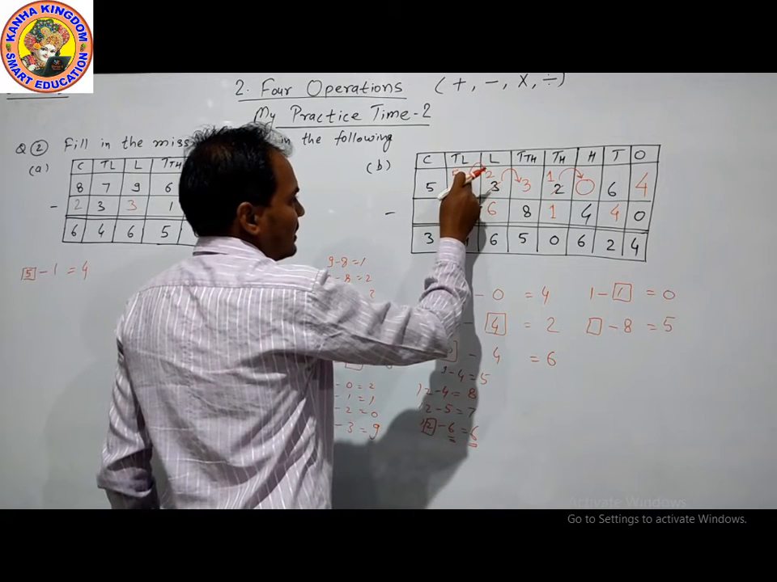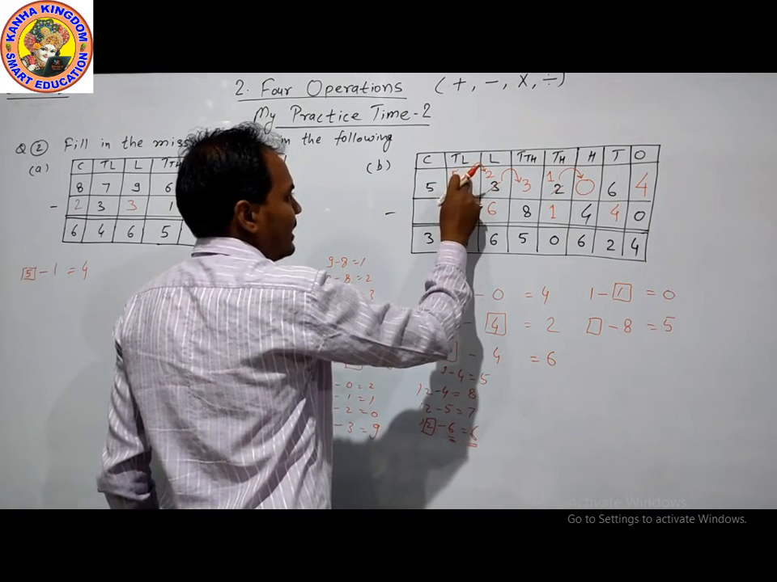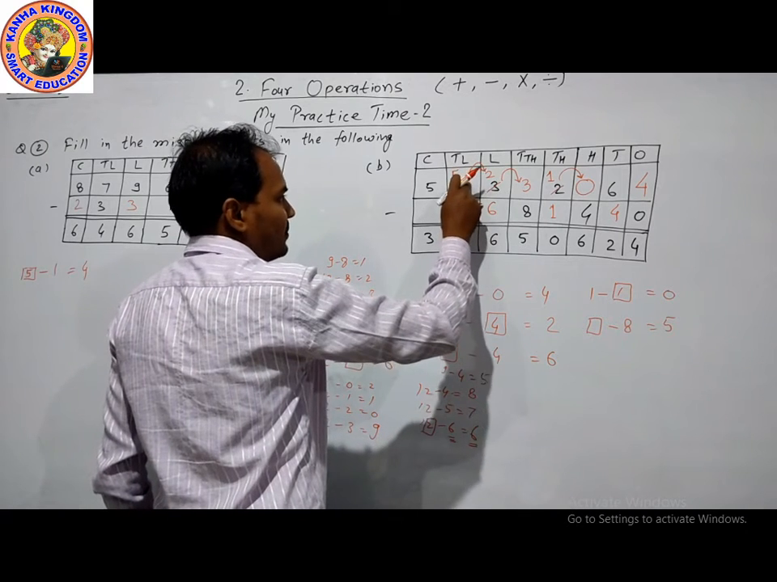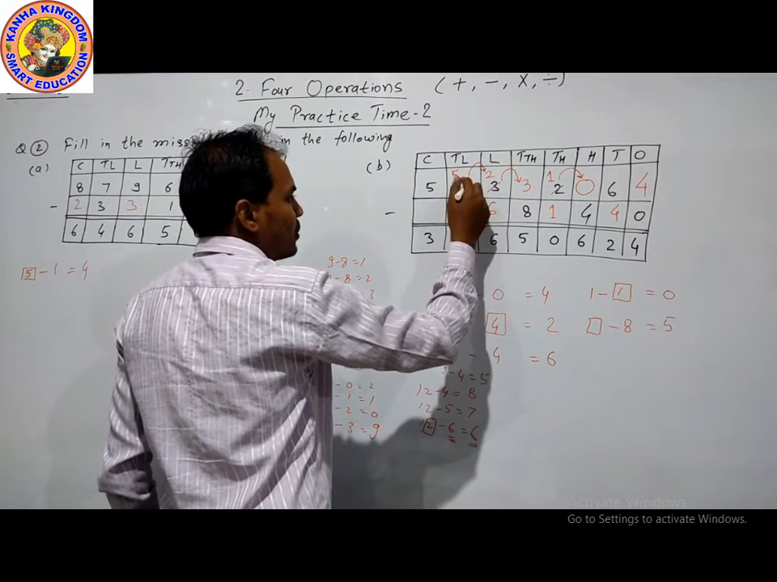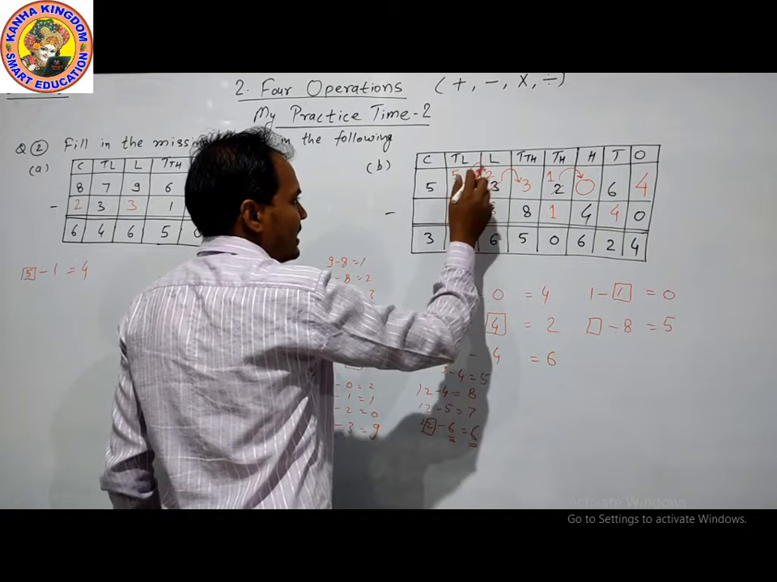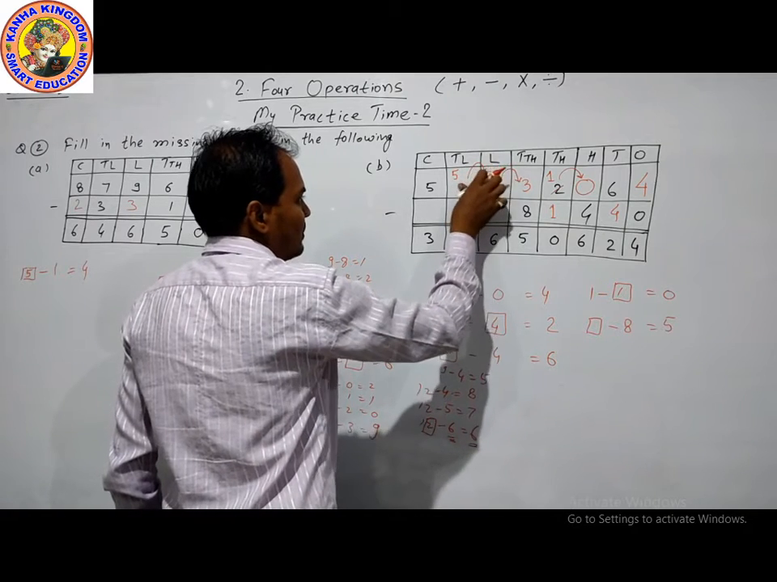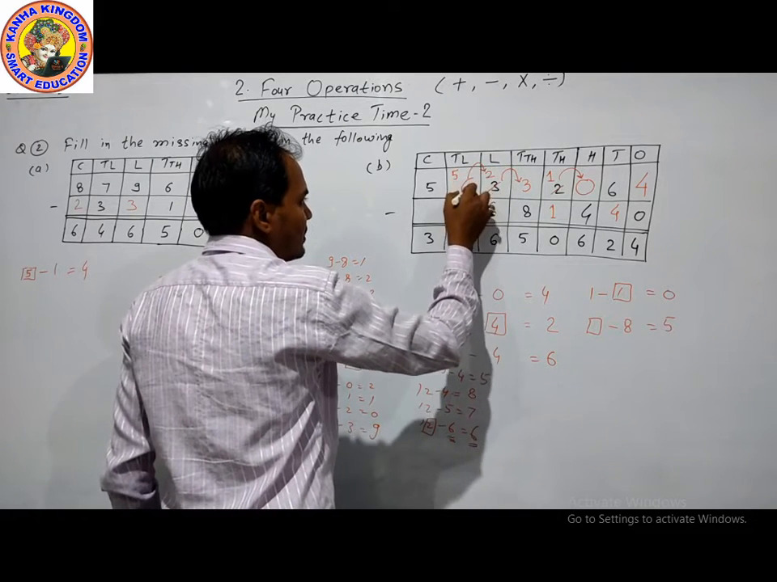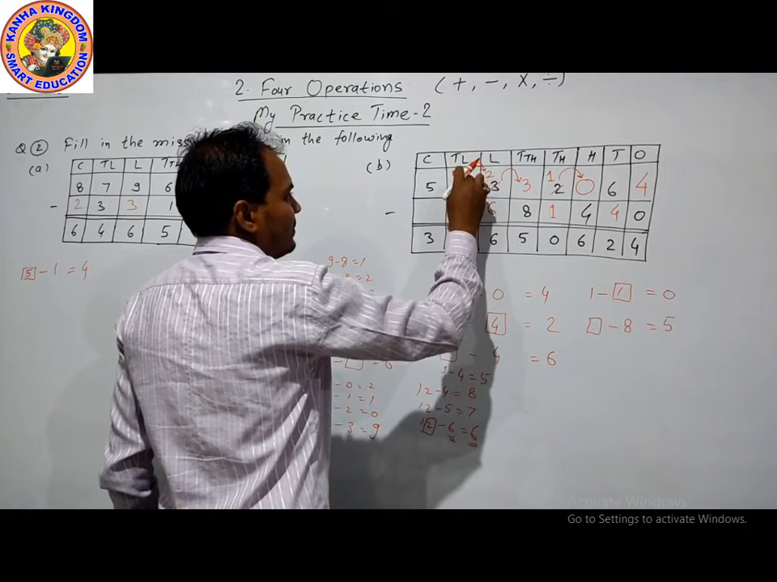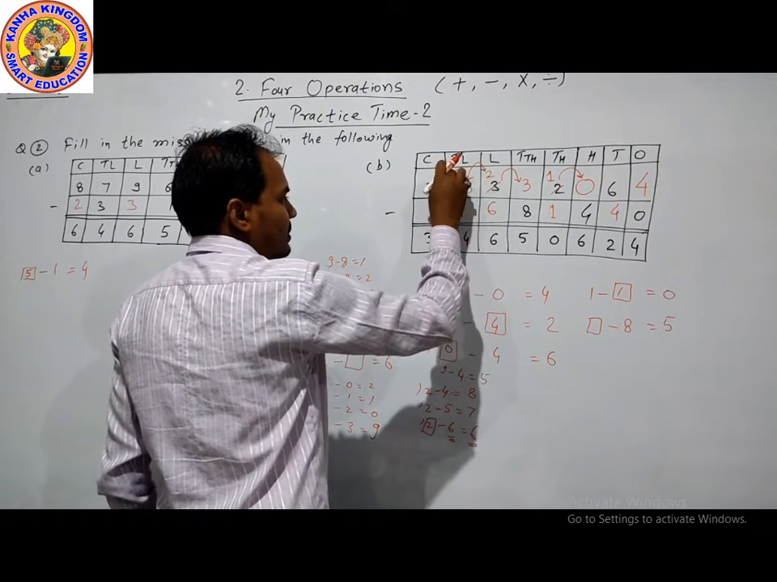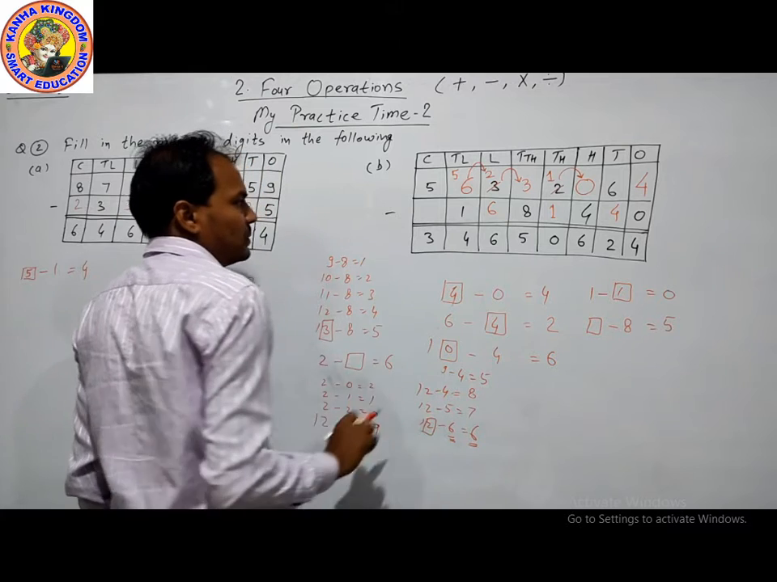But here we will take a borrow point. So we place here 6. When we have taken a borrow point, this is 5. 5 minus 1 is equal to 4.